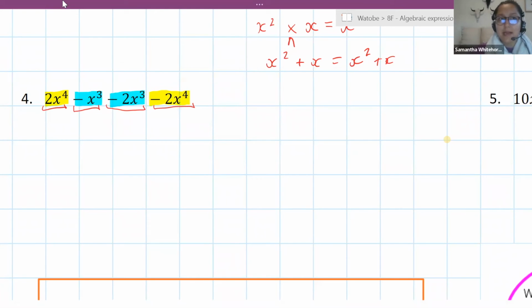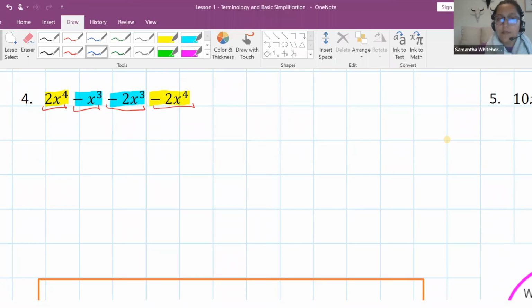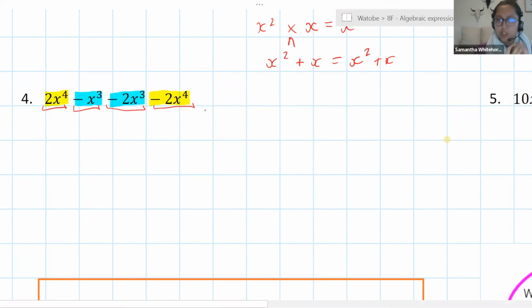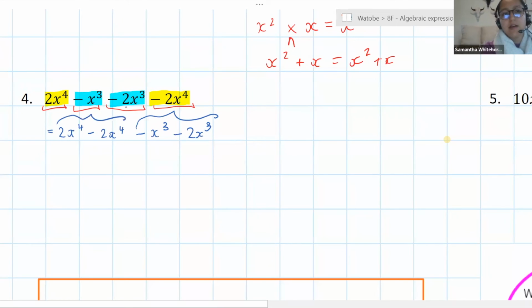Now I can add my like terms together. Now, if you need to, you can rewrite the expression to put the like terms together. That's going to help you be able to add and subtract. Go for it. So if you want to group your like terms to say 2x to the power 4 minus 2x to the power 4 minus x cubed minus 2x cubed, that's absolutely fine. If you need to group your like terms together before you add and subtract, go for it. Whatever's going to make your life easier. But now we're going to add and subtract.